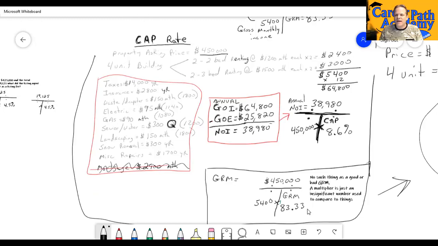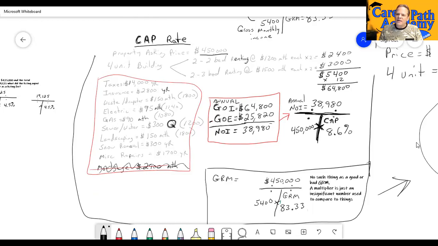Is that good? Is that bad? No. It's just a number. It isn't good or bad. Okay. Cap rate, the higher the number, the better. GRM, the number means nothing. So why do we figure it out?